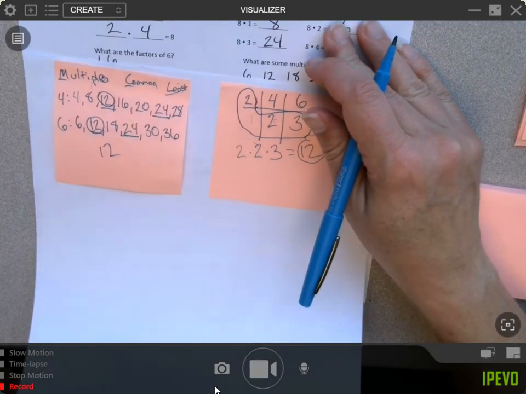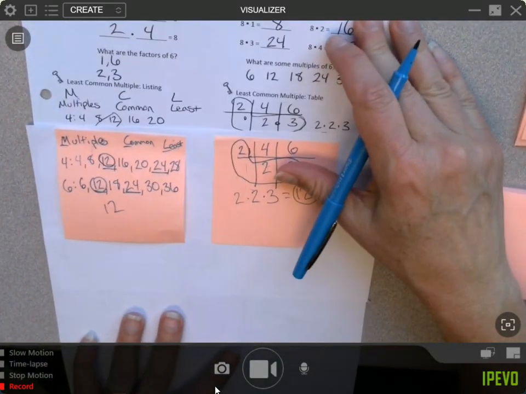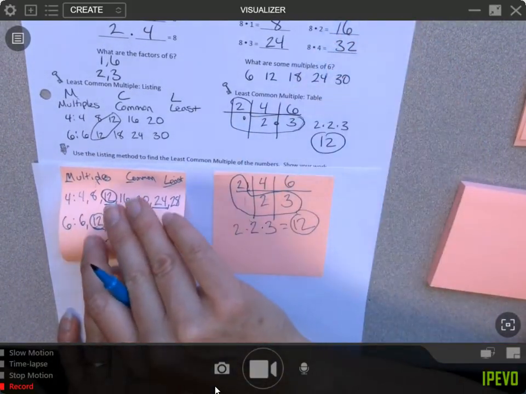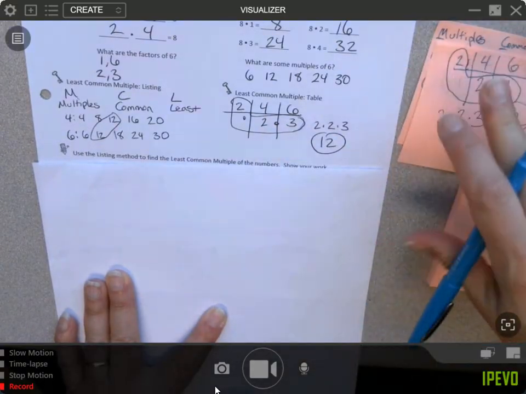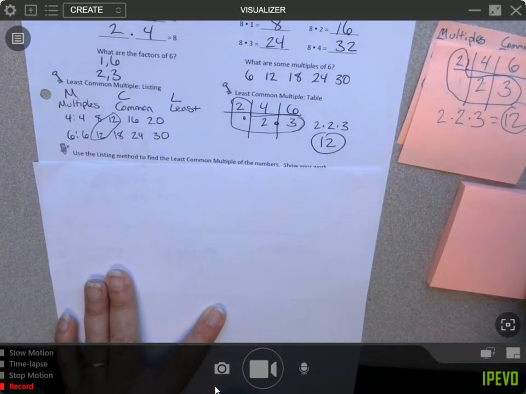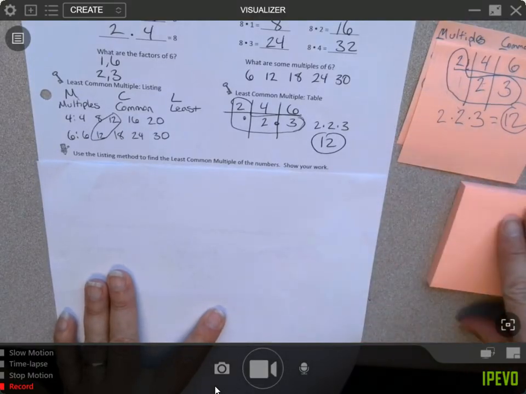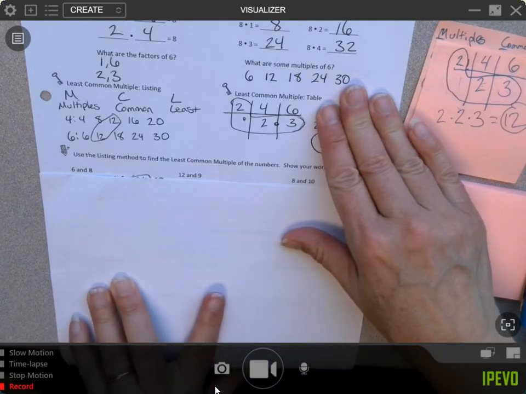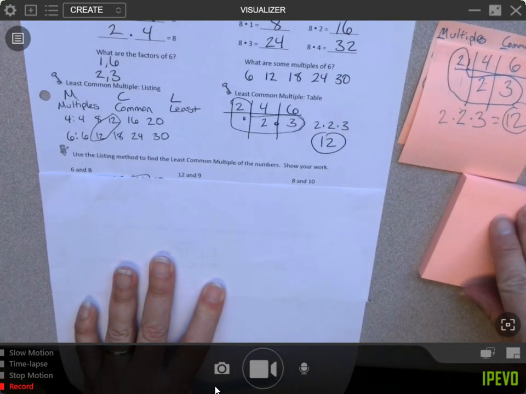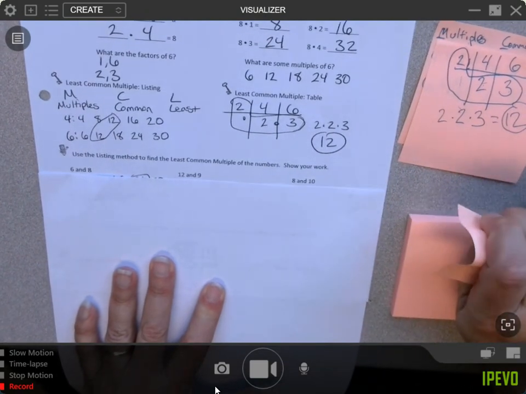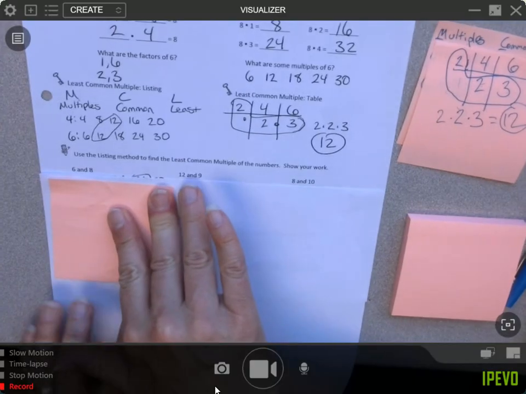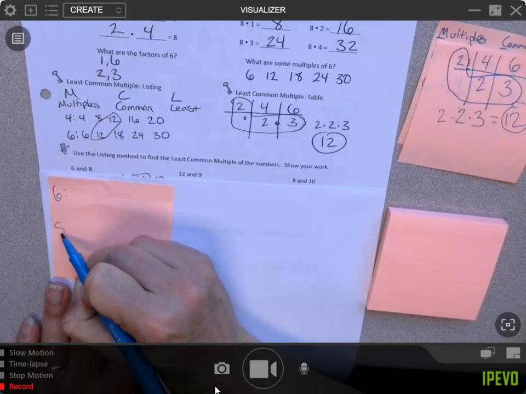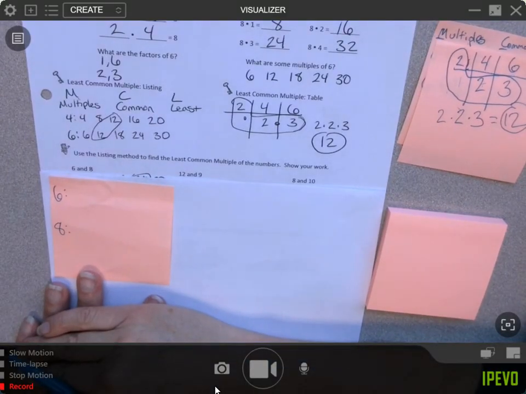All right, so now we are going to use the listing method to find the least common multiple for these numbers. So we're doing the listing method. So if we do 6 and 8, I'm going to put a 6 here and an 8 here. What's my first step with the listing method?